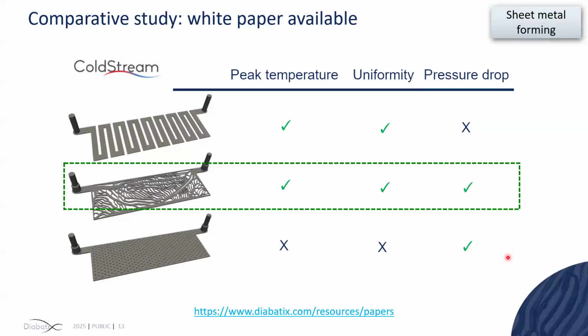This is just a summary of the comparative study. Based on what we just discussed, the S-shape design is good in peak temperature and uniformity, but fails in pressure drop. The dimple design fails in peak temperature and uniformity, but is good in pressure drop. But the highly efficient design that was created by Coldstream meets all of the expectations, like maintaining peak temperature, uniformity, and pressure drop.